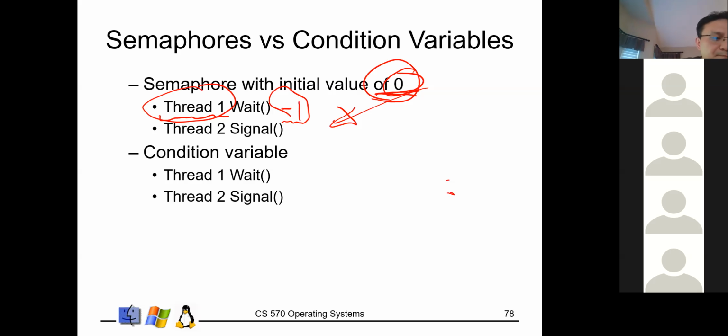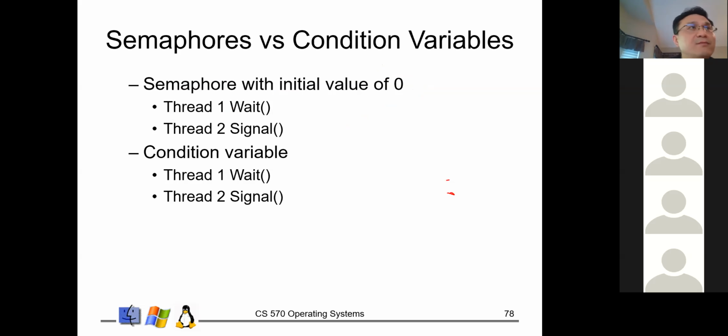You guys may want to do more exercises of this on your own. I can guarantee this kind of stuff will show up in the quiz. So thread 1 will be blocked. And then thread 2 calls signal on the semaphore. What's going to happen?